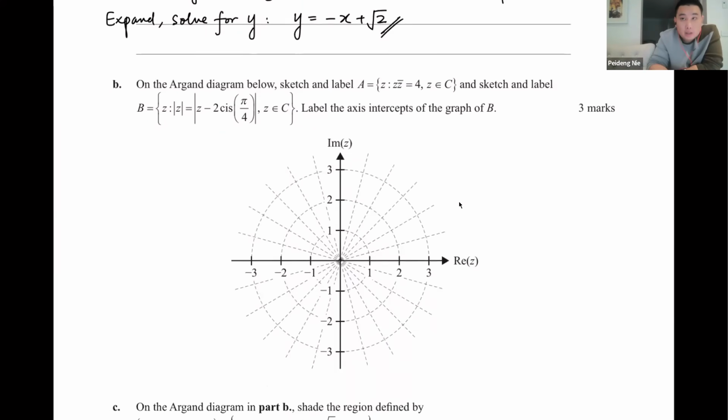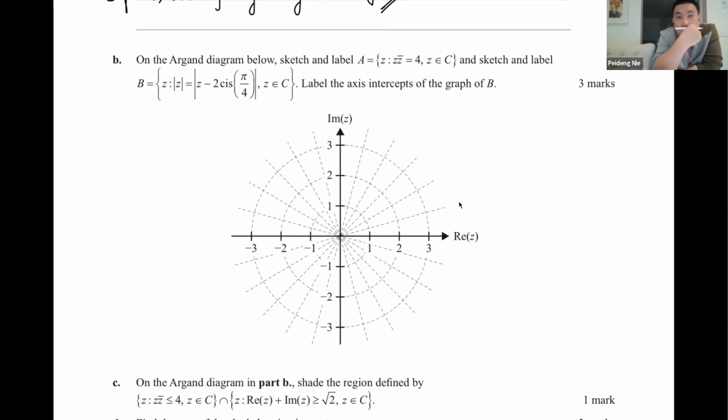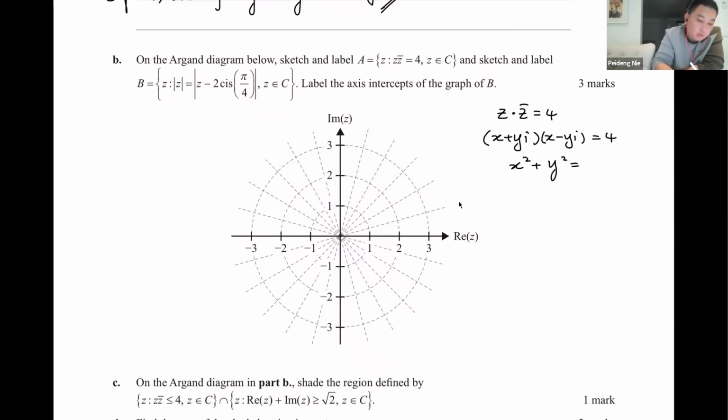And then the next part: on the Argand diagram below, sketch and label A = the set of z defined by z times z conjugate equals 4, which means this is a circle because z times z bar equals 4, then (x + yi)(x - yi) = 4, which means x squared plus y squared equals 4. Okay, radius is 2 because 4 is 2 squared, all right?